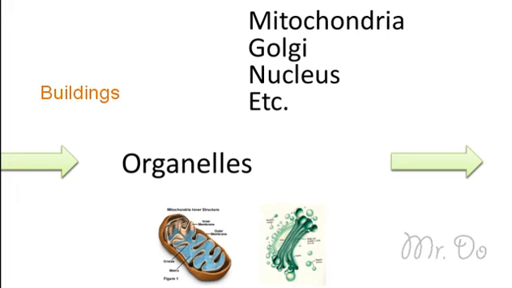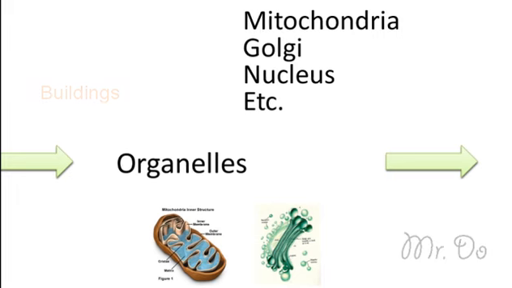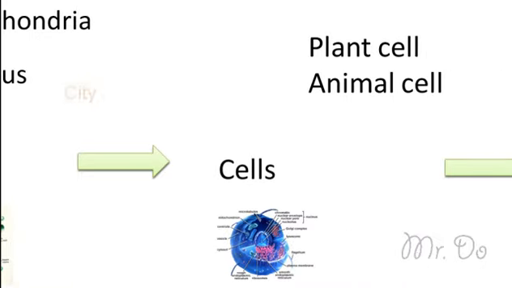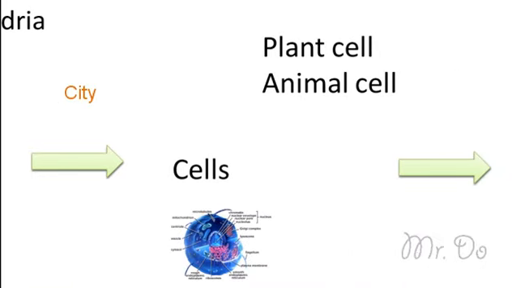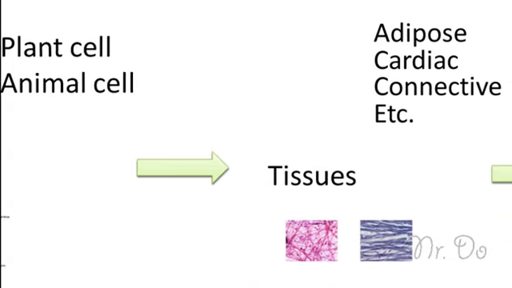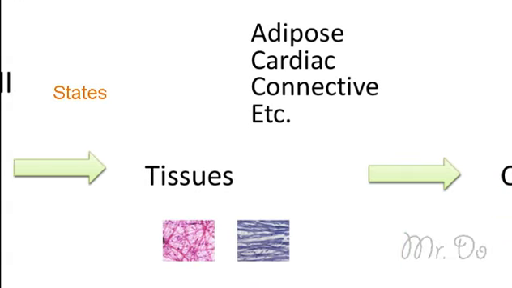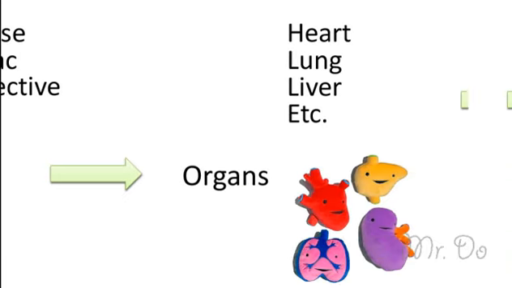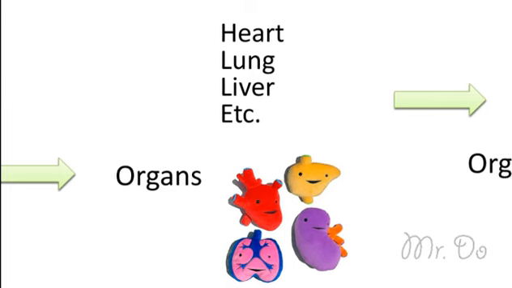You take a bunch of those things, put them together, and you get yourself a cell organelle, called the organelles. And you put those together, you finally have a cell. So all your building structures together, you created a city. And then when you have more than one city, that's a state. So a bunch of cells together becomes tissues. And again, as you can see the pattern, after that, a bunch of tissue put together is an organ, like the heart, the lung, and the liver.